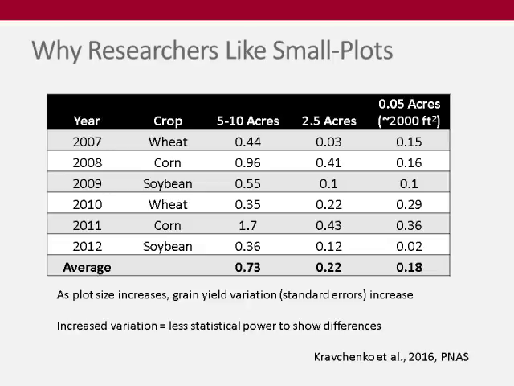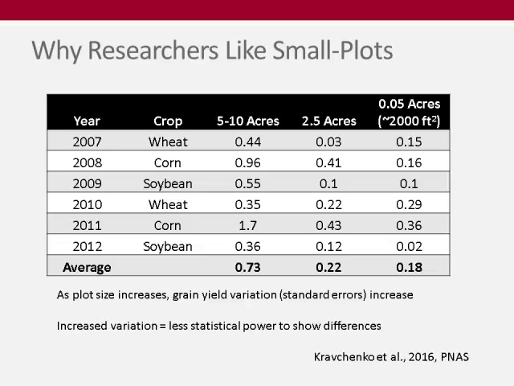So this is data from Michigan. And it's looking at different scaled size fields, from 5 to 10 acres to 2.5 acres to 0.05 acres, 2,000 square feet. Okay, so from kind of a field-based scenario down to what would be considered small plot. And then these are the standard errors of yield, of grain yield in these crops. Okay, so standard errors are really just that variability around the mean.